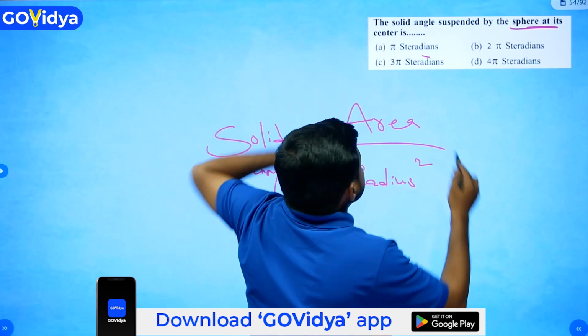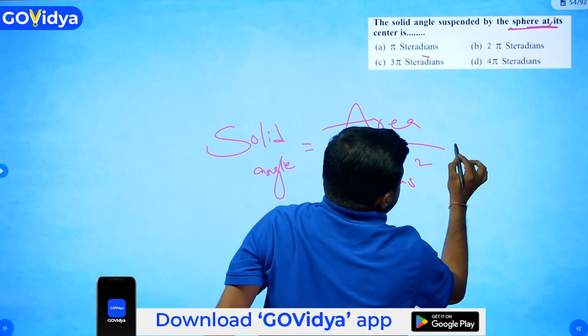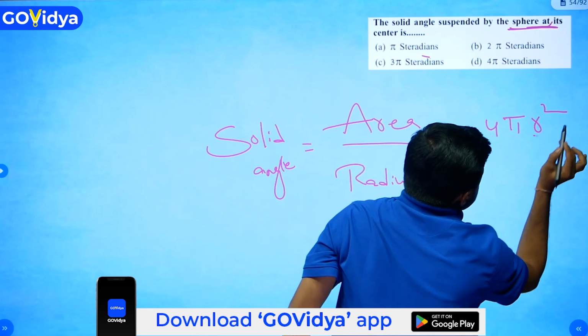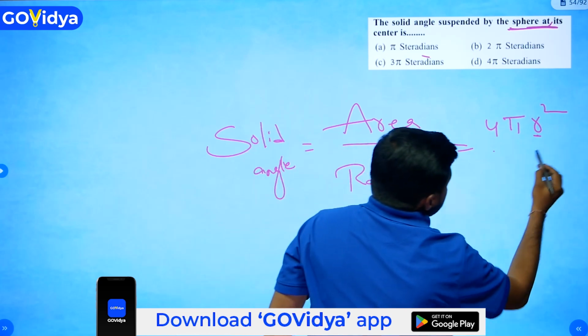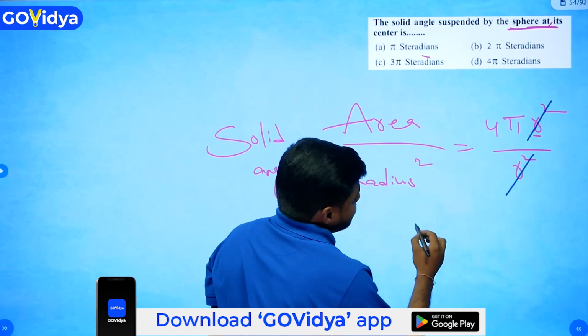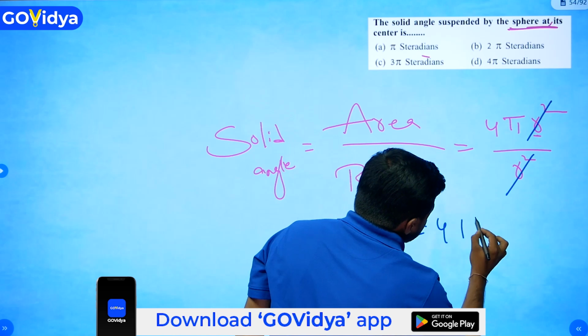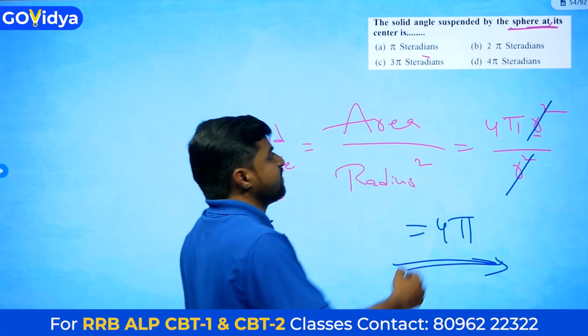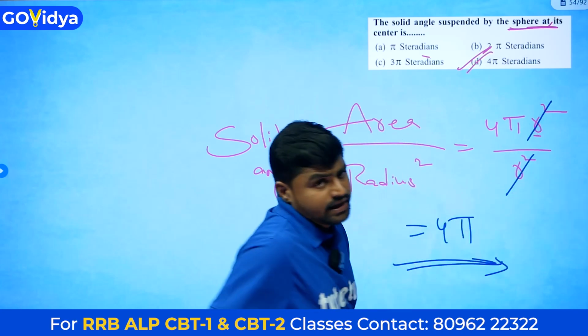What is the area of a sphere? The sphere area is 4 pi r square, where r is the radius of the sphere. Similarly radius square, r square. The r square and r square will cancel. We will get 4 pi. 4 pi is the solid angle of a sphere. From the options, option D is the correct answer.